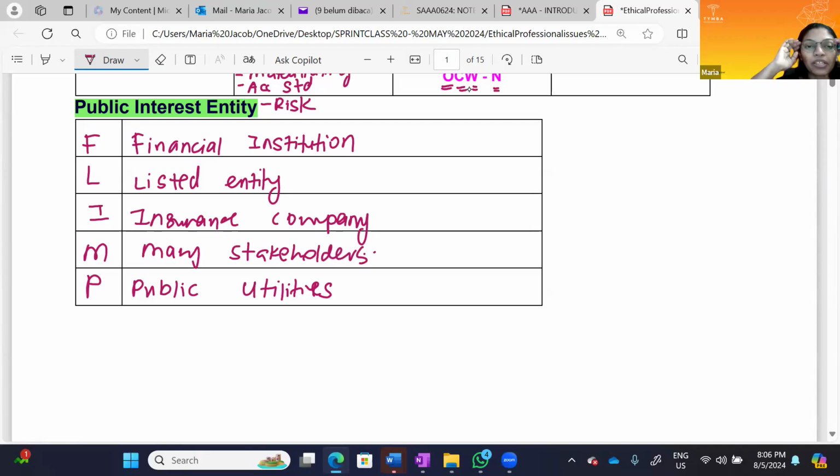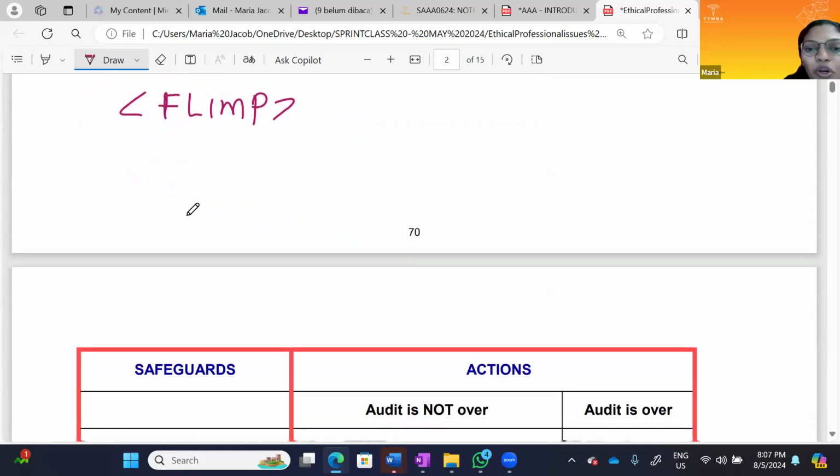Okay, so you want to remember because in your question they will mention to you whether it is PIE or non-PIE. Because when you talk about your ethics, some of your safeguards or some of your ACCA codes split it. If it's a PIE, you have different rules. If it's a non-PIE, you have different rules. Okay, so make sure you know who is PIE, who is non-PIE, and the way that you want to remember PIE is FLIP. Okay, so financial institution, listed entity, insurance company, many stakeholders, public utilities, all these are considered as public interest entity.